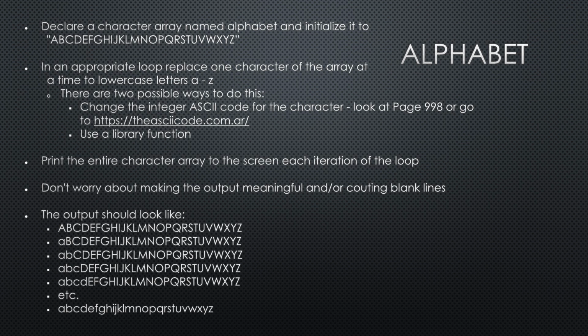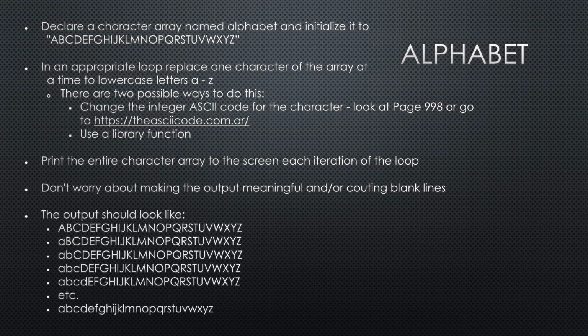So for alphabet, you're going to declare a character array named alphabet, and you're going to initialize it to A, B, C, D, E, F, G, H, I, J, K, L, M, N, O, P, Q, R, S, T, U, V, W, X, Y, and Z. In an appropriate loop, you're going to replace one character of the array at a time with lowercase letters. So there are two possible ways to do this. You can either change the integer ASCII code for the character, look at the back of your book or go to the website that's on the screen, or you can use a library function.